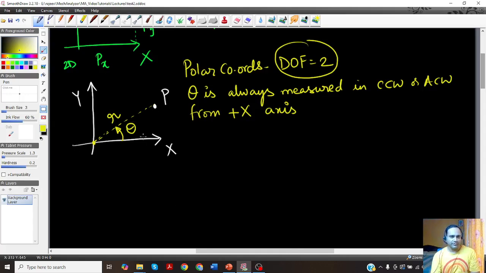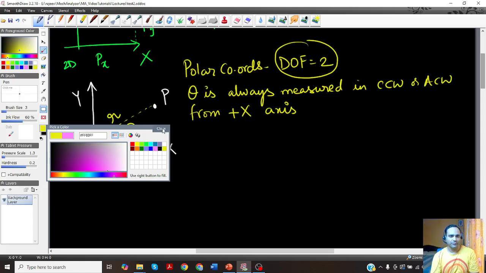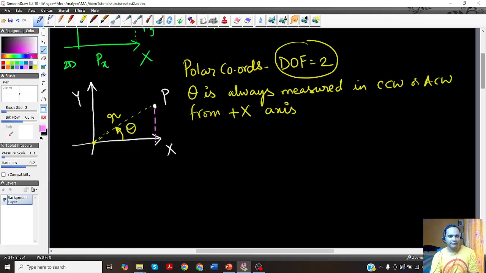Now, can I also write the other two variables? Let's say I can write this as px and py. Possible, right? The same point P will have px, py, r and theta. So now what we should also understand is, can we have random values of px, py, r and theta? Can I have px equal to 2, py equal to 2, let's say r is equal to 5 and theta is equal to, let's say, 60 degrees? Is it possible to have this setup? No, it is not possible.